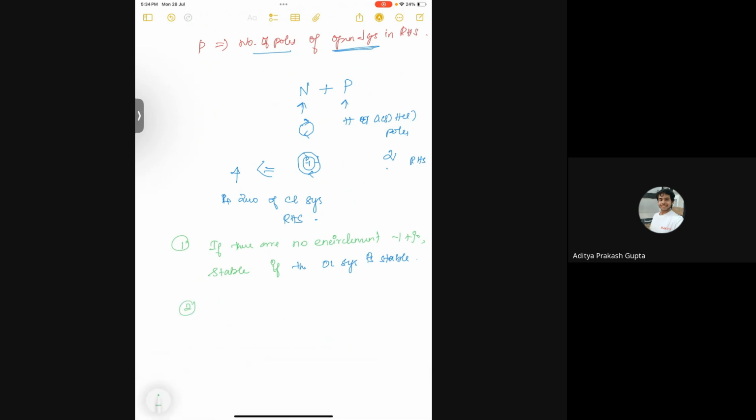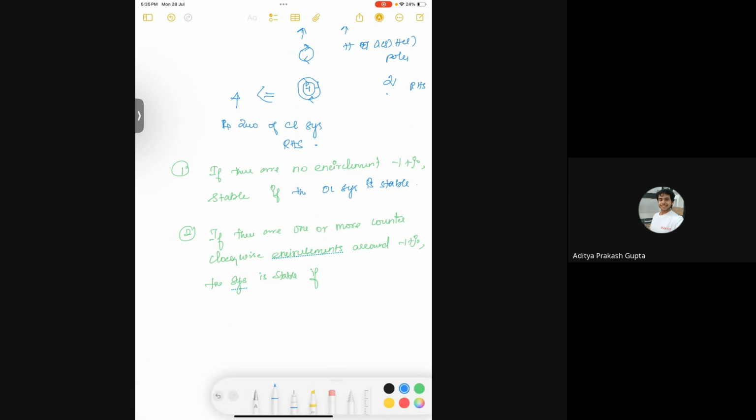The next point is: if there are one or more counterclockwise encirclements around -1 + j0, the system is stable if the number of counterclockwise encirclements is the same as the number of poles in the right half of the S plane. So what they are telling is that the number of open loop poles in the right half of the S plane should equal the number of counterclockwise encirclements.